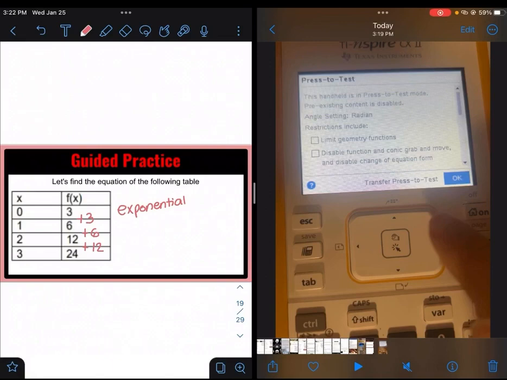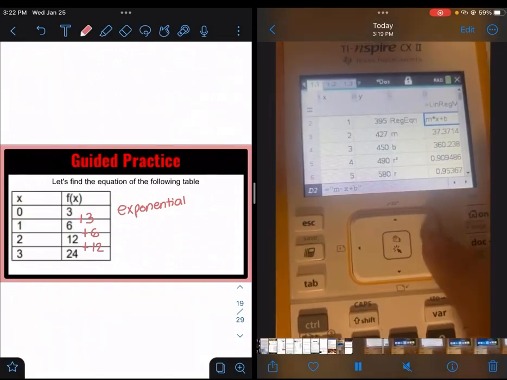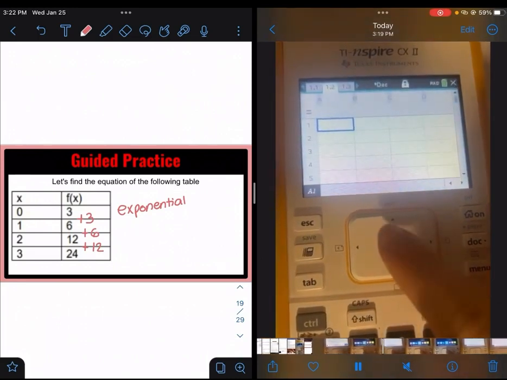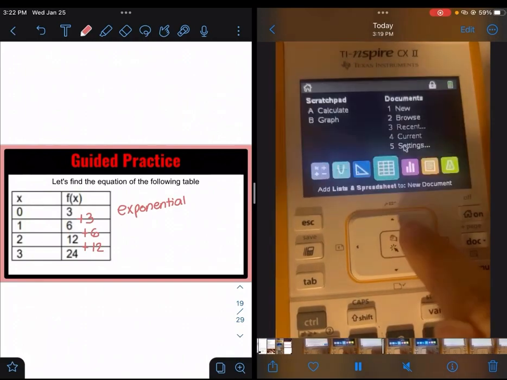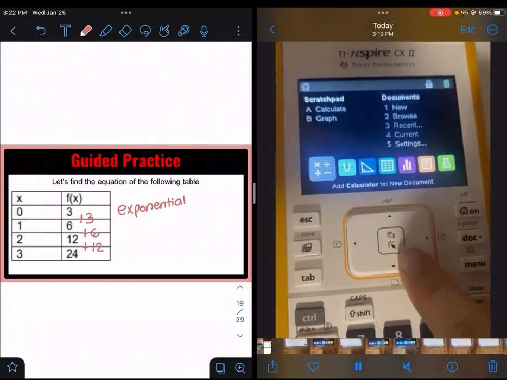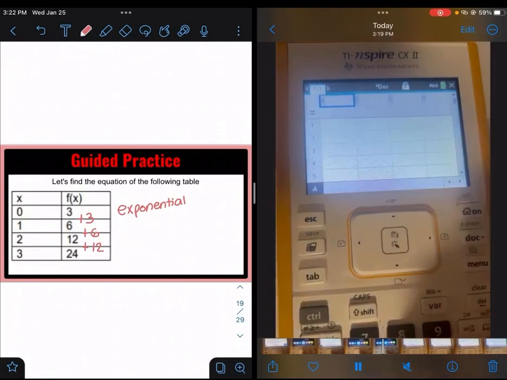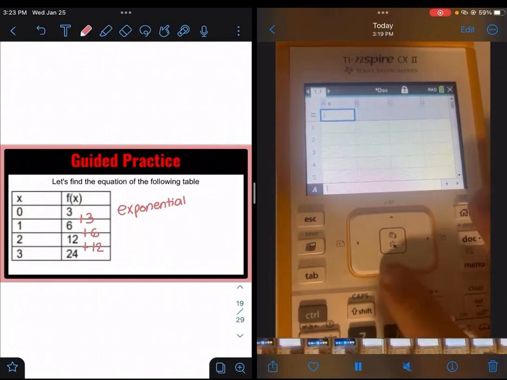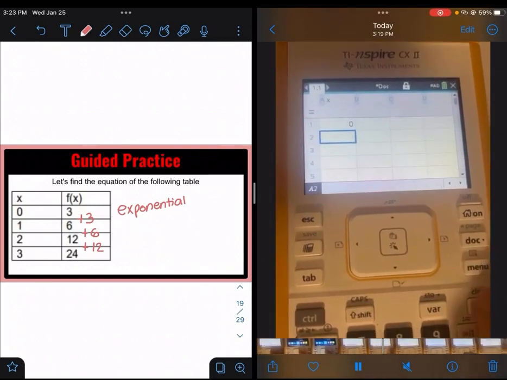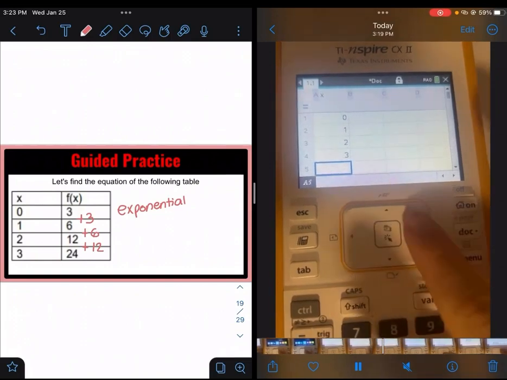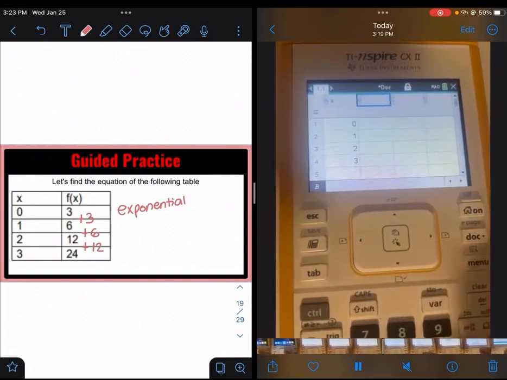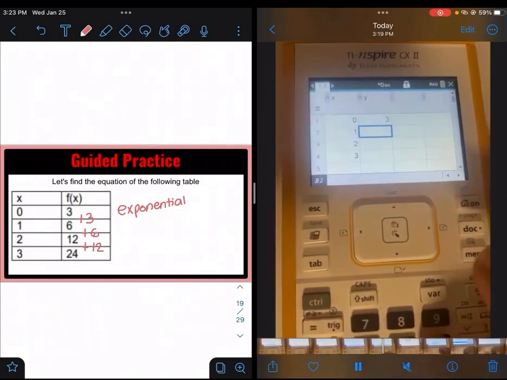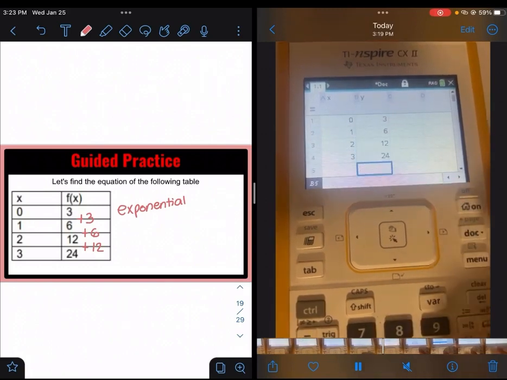Alright, so now that we know that it's exponential, this is what we do on the calculator. You want to start by going to List and Spreadsheets, number 4. You're going to X out of whatever is there, say that you do not want to save it. Then go back to the fourth icon, which is List and Spreadsheets. Click OK. Go up to A, make it say X, click Enter. Then go down to number 1, type in 0, 1, 2, 3. I'm just copying my table. Now go over to B, make it say Y, because f of x means the same thing as y. Click Enter, and type that stuff in. 3, 6, 12, 24. Click Enter.